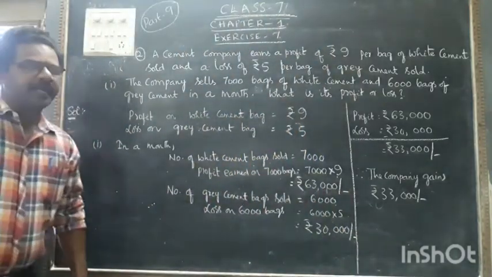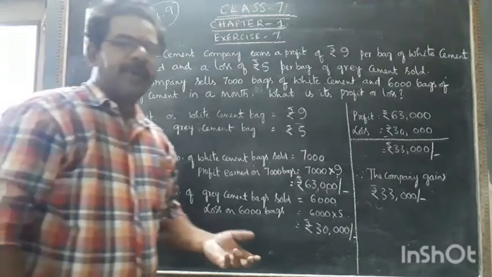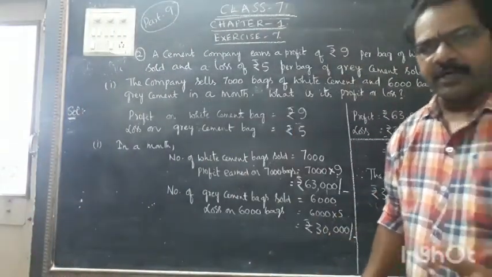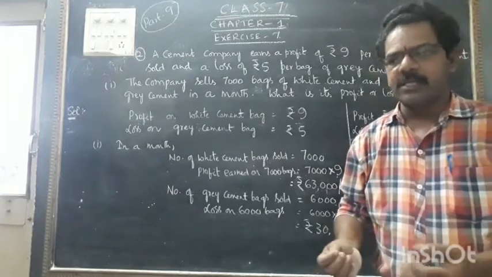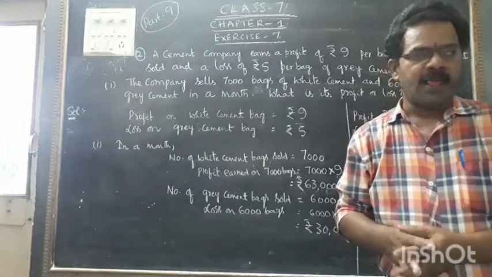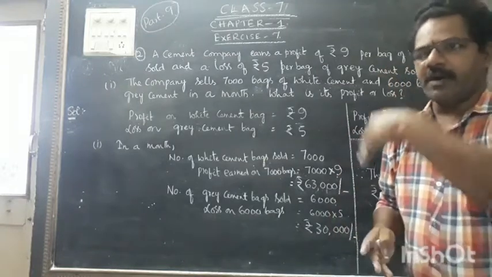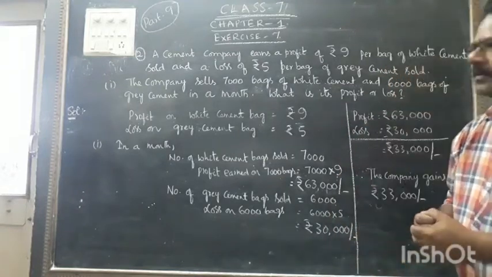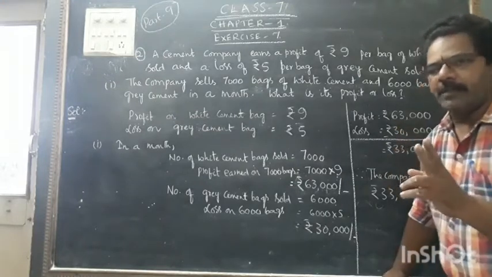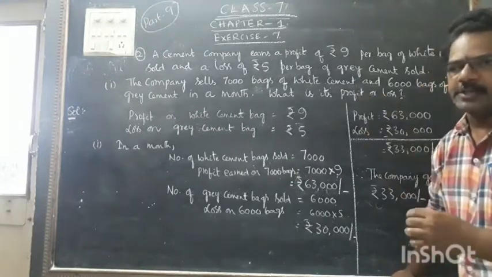A cement company produces white color cement and grey color cement. You know what is the difference between white cement and grey cement? Grey cement is what we use to construct buildings, walls, pillars, everything. White cement is used for whitewashing houses. That is called white cement. Okay. So those two types of cement bags a cement company is producing.